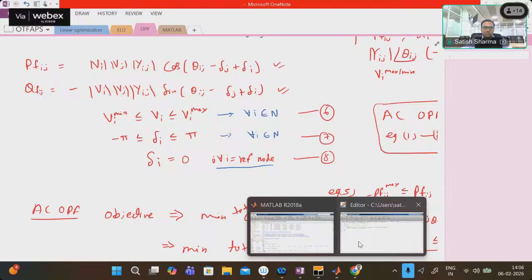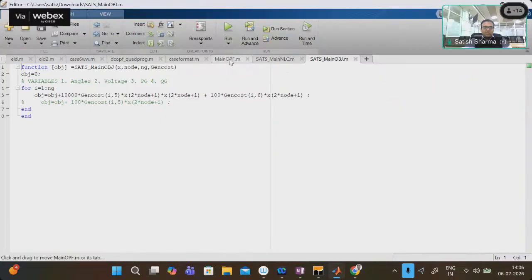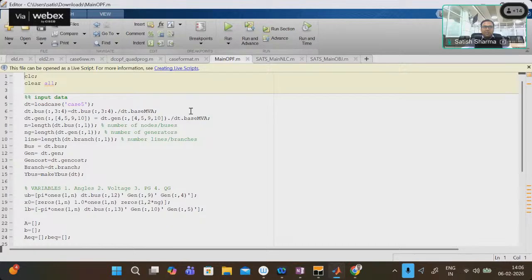I have already written this particular code, and I will just explain it to you because it's a bit lengthier compared to what we have written so far. Here I'm looking at a five bus system, and in this particular line we are loading this particular case. Whether it is a 5 bus system, a 6 bus system, or a 14 bus IEEE system, any system case we can load from here.